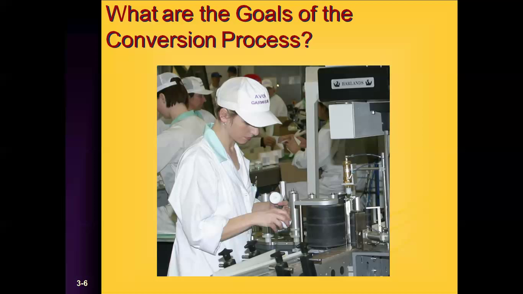The second goal of the conversion process is you want to utilize your labor, and as shown here, someone on an assembly line in a manufacturing plant for Avon, they're considered labor, right? And other manufacturing resources in an efficient and effective manner. So you can see this particular person is working on an assembly line with a very complicated machine. So you're going to want to make sure that machine is fully utilized and that the operator of that machine is trained and capable to use it efficiently.